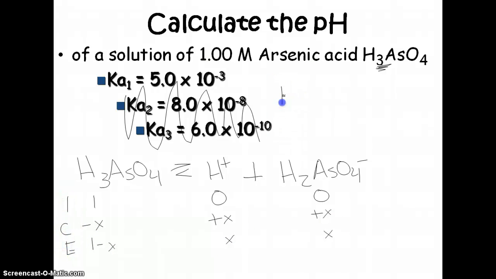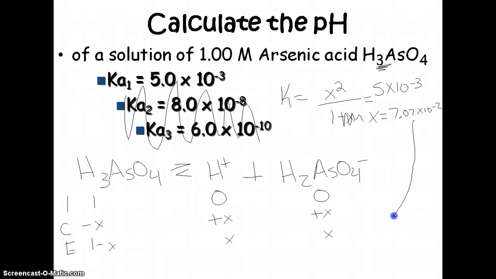Now we just need to plug this in to our expression for K. So X times X on top, so the products are X squared. And then on bottom, 1 minus X, and that's equal to the K value of 5 times 10 to the negative third. So we can cross this out because this is much smaller. And we get X squared is equal to 5 times 10 to the negative third, and that's going to give us an X value equal to 7.07 times 10 to the negative second.